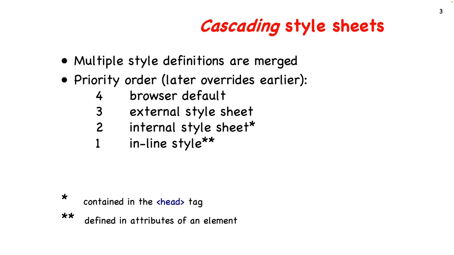And the next level of priority down, an internal style sheet, and that's a set of CSS rules in the head tag. And then inline style overrides everything else, and that is style equals, as part of an HTML element. Okay, so we know we've got some priorities, and later ones override earlier ones.